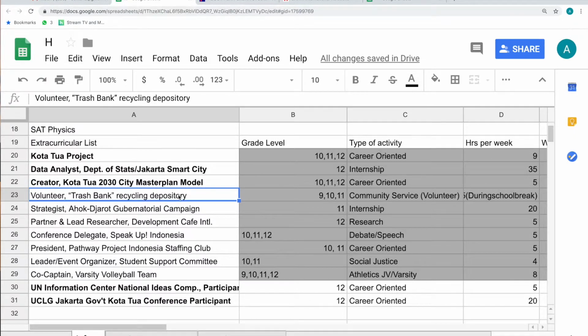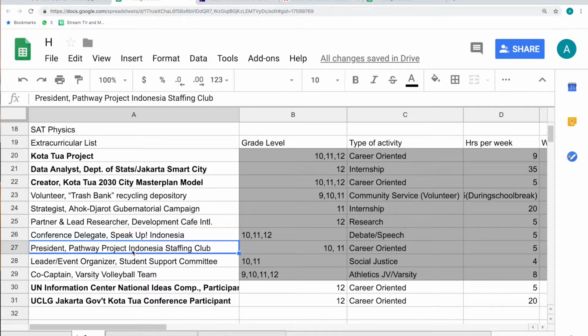On top of that, community service wise, he volunteered in the trash bank. He also volunteered in a campaign. He was also a lead researcher at Development Cafe International, where they're developing a cafe near Kota Tua. He is also a conference delegate for Speak Up Indonesia.